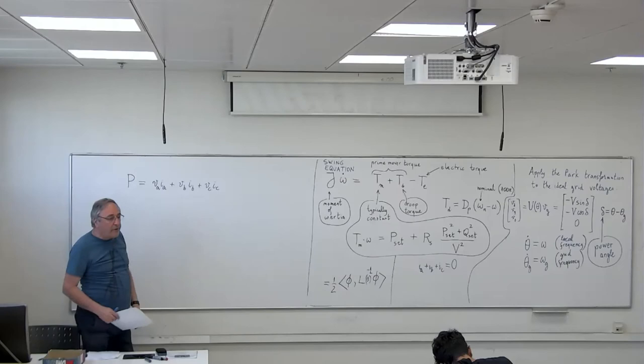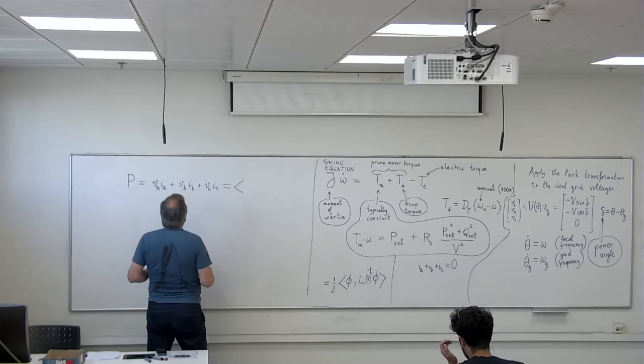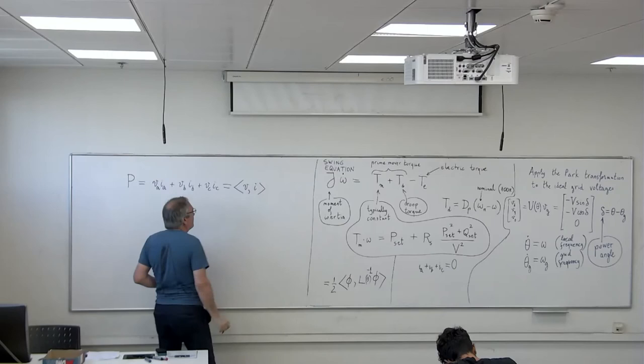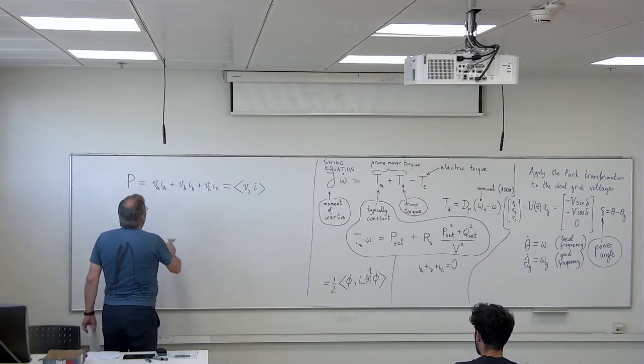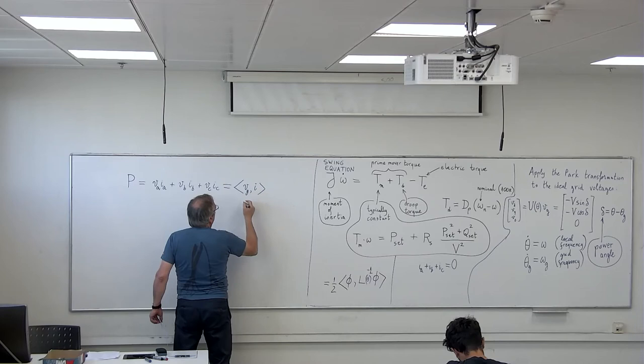Now, I can write this as a scalar product between the vector of voltages and the vector of currents. Okay, sorry, this actually is my grid voltage. I denoted it by VG. Okay.